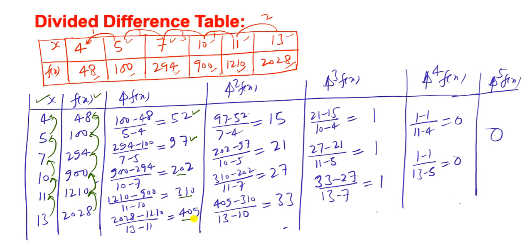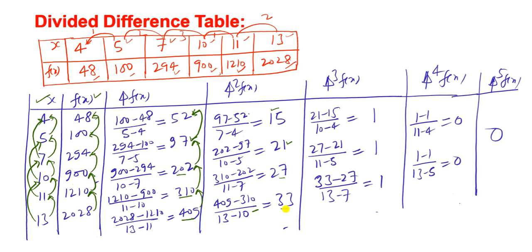Now the second order divided difference: 97 minus 52 divided by 7 minus 4, this is 15. 202 minus 97 divided by 10 minus 5, that is 21. 310 minus 202 divided by 11 minus 7 is 27. 409 minus 310 divided by 13 minus 10 is equal to 33. So 15, 21, 27, 33 are the values of second order divided difference.